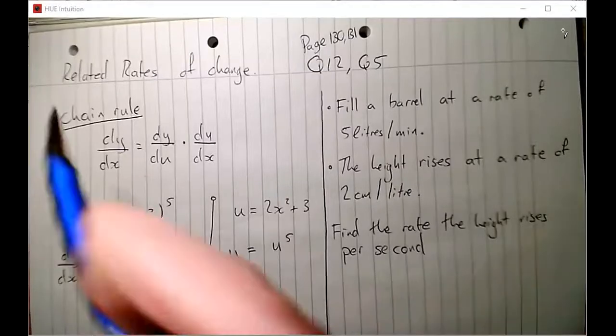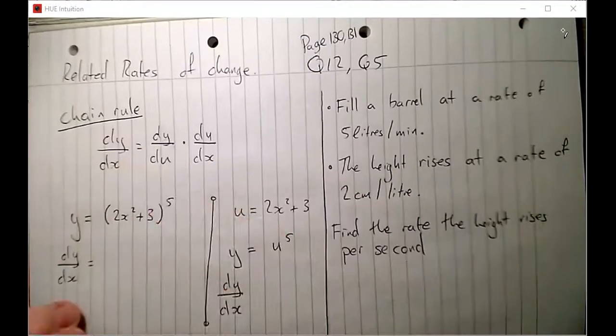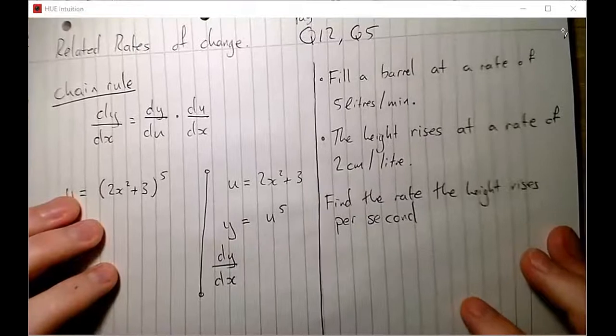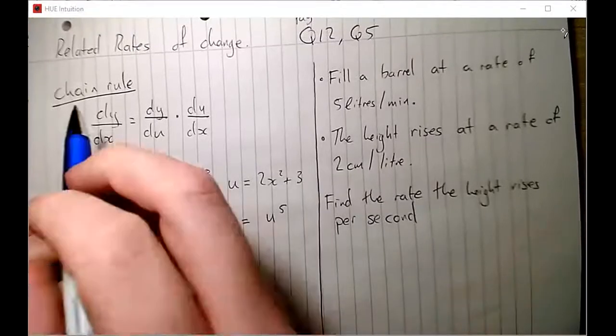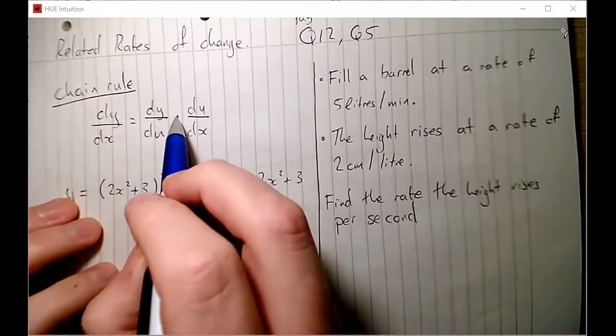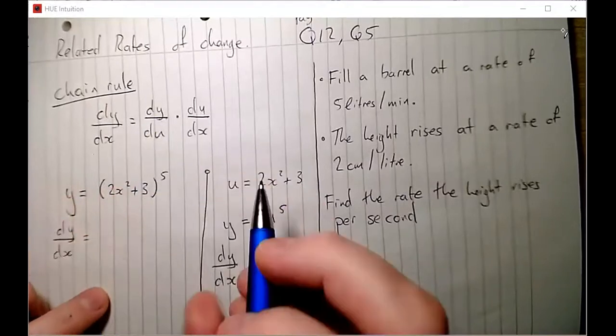How we doing, everyone? We're looking at related rates of change. Or really what we're looking at in this section is the chain rule, or an application of the chain rule. The chain rule in its formal version would say dy/dx can be broken up into dy/du multiplied by du/dx. Now that's not what we saw.